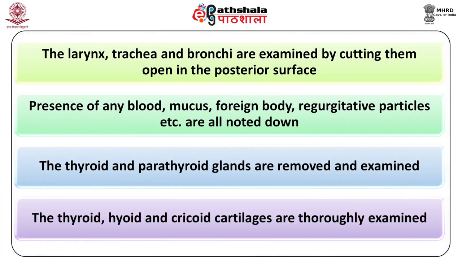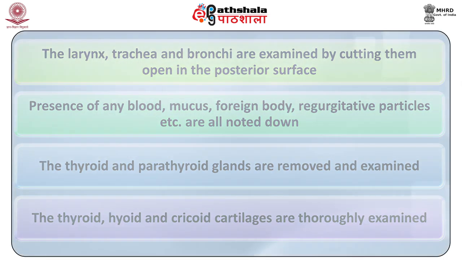The larynx, trachea and bronchi are examined by cutting them open on the posterior surface. Presence of any blood, mucus, foreign body, regurgitated particles, all are noted down. Then the thyroid and parathyroid glands are removed and examined. Then the thyroid, hyoid and cricoid cartilages are thoroughly examined.